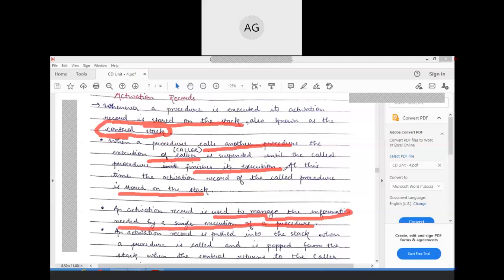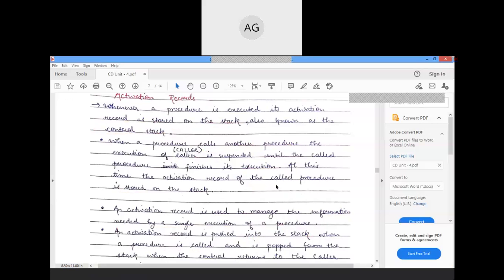Each procedure has its own activation records. So an activation record is pushed onto the stack when a procedure is called, and is popped from the stack when the control returns to the caller. So just remember these properties.